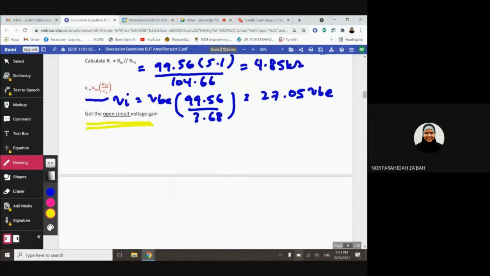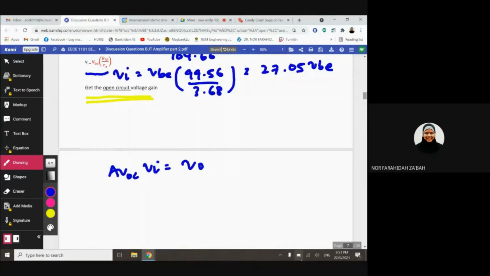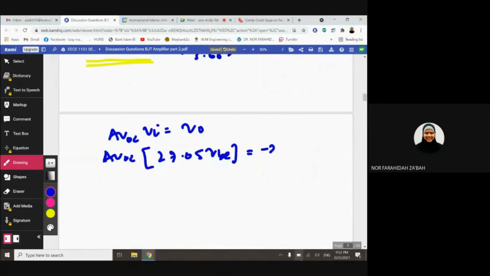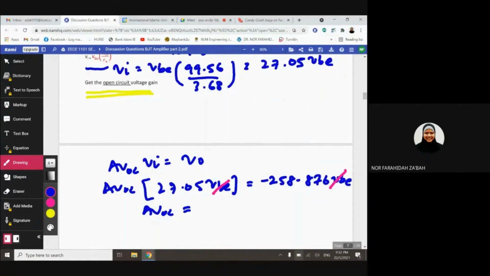All right, so in order to do that, we know that AVOC Vi is equivalent to V out. Okay, so AVOC Vi is 27.05 VBE, and V out from step number 2 is minus 258.876 VBE. So you can cancel out VBE, and you're going to get AVOC equivalent to minus 9.57. Okay, so that's your AVOC, right?